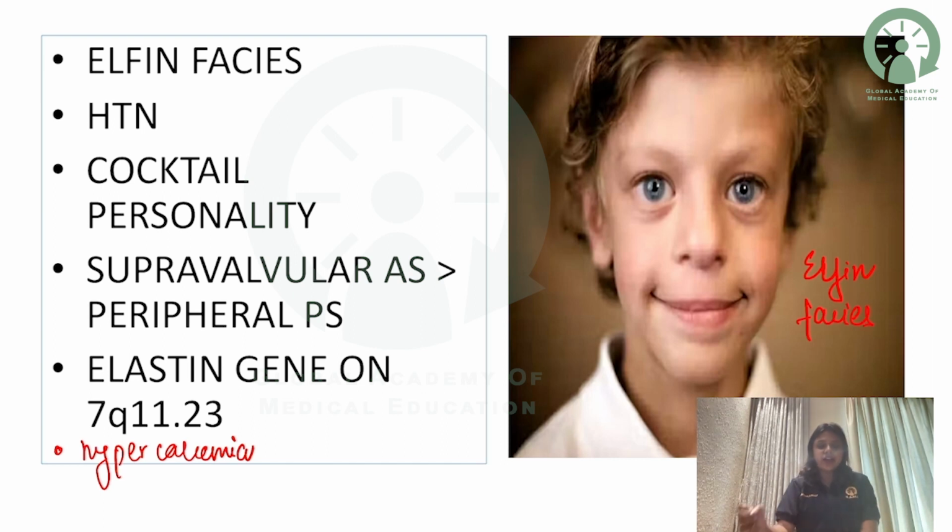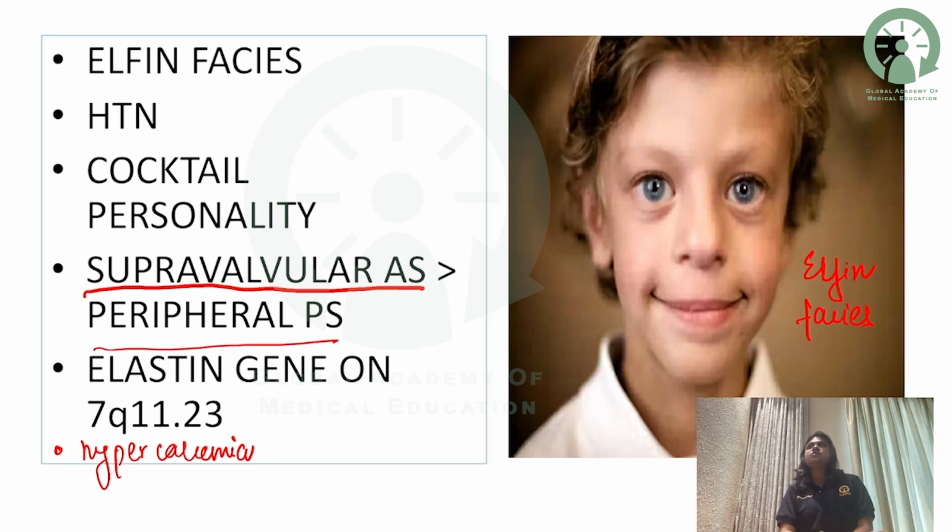The child will have hypertension and there is going to be cocktail personality. That is, the child will be over friendly with everybody. And what is the most common cardiac lesion that you get in Williams syndrome? Much repeated question. It is supravalvular aortic stenosis. If you do not get supravalvular aortic stenosis, the next best answer is peripheral pulmonary stenosis.